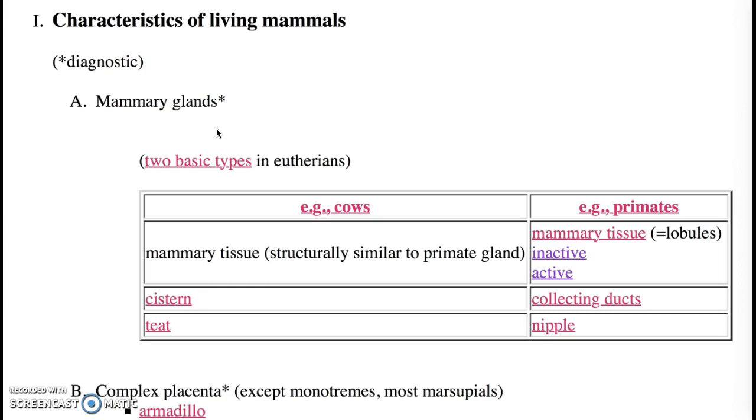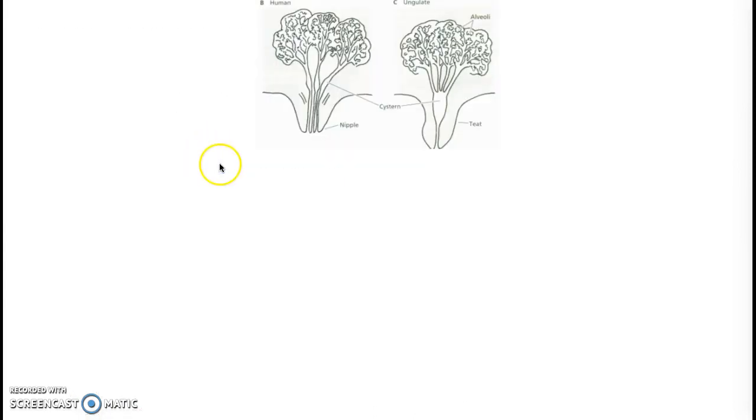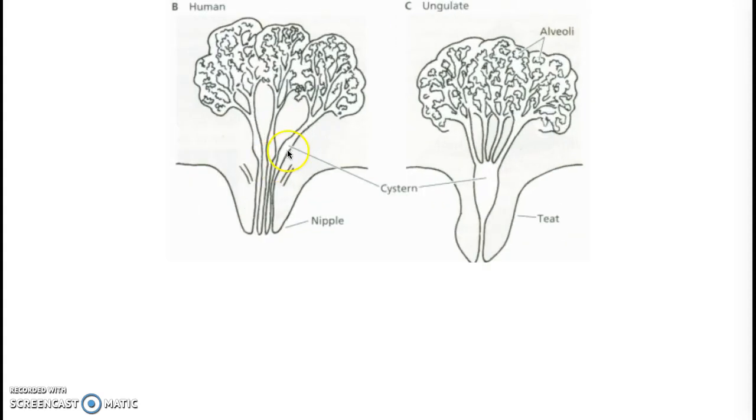So in eutherians, if we look at those first, there are two basic types. The first type that we find in a lot of mammals, including humans, has the mammary tissue arranged in little lobules connected to collecting ducts that converge into multiple collecting ducts that empty out through an external protrusion called the nipple.